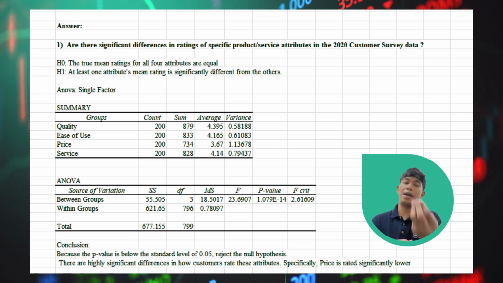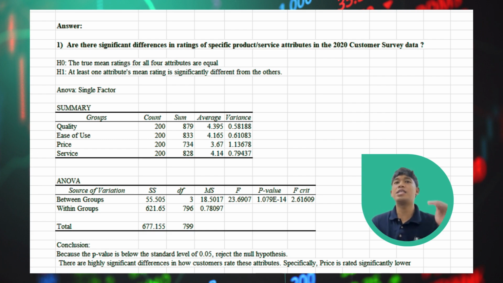Now, when we ran the hypothesis test, the results were definitive. The attribute average scores ranged from a high of 4.40 for quality down to 3.60 for price. The statistical test returned a p-value that is essentially zero, which is far below our significance level of 0.05. We confidently reject the idea that these ratings are equal.